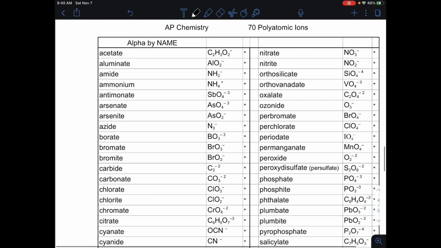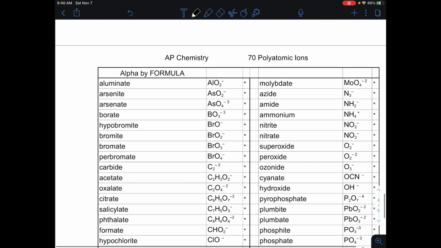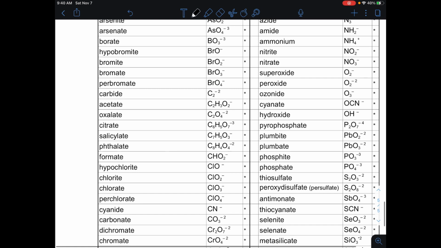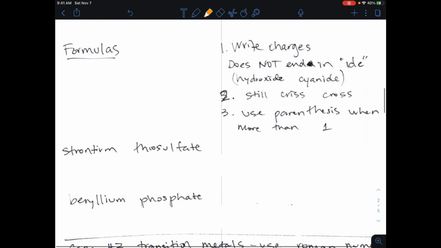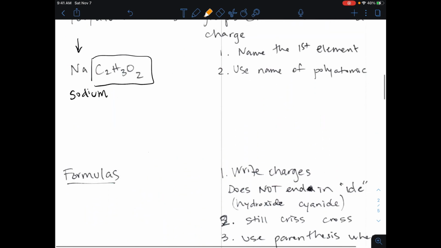So let's go look for it. Now you wouldn't want to go alphabetical by name because you don't know the name of this thing. So you're going to go to this page where it's alphabetical by formula. And we're looking for C2H3O2, and there it is right here. Okay, and the charge is written there too. You don't need the charge because we're not crisscrossing right now. All you need is the word, which is acetate. And so then you go back up to the top where we were, and you say, oh, this is going to be called sodium acetate. Oopsies.